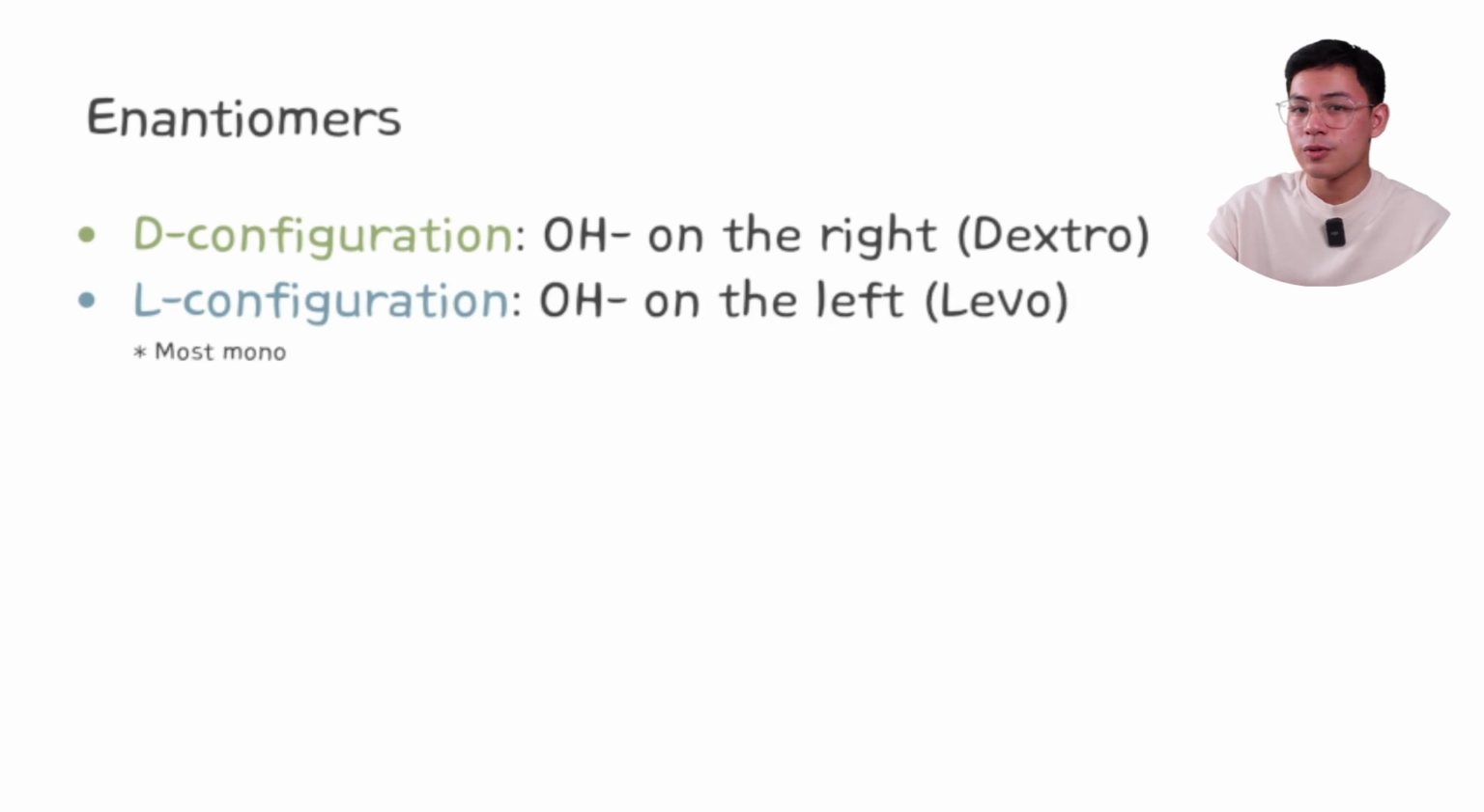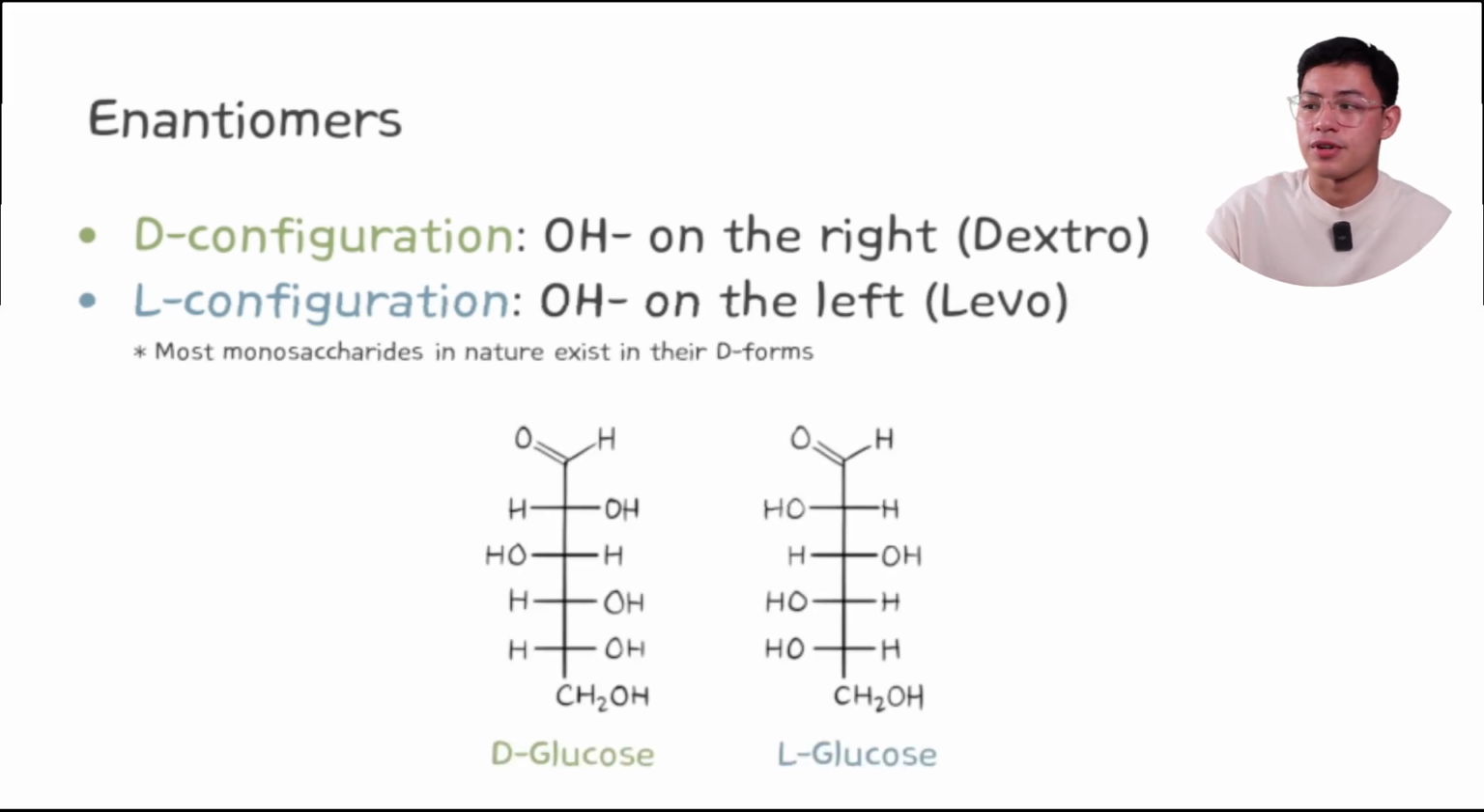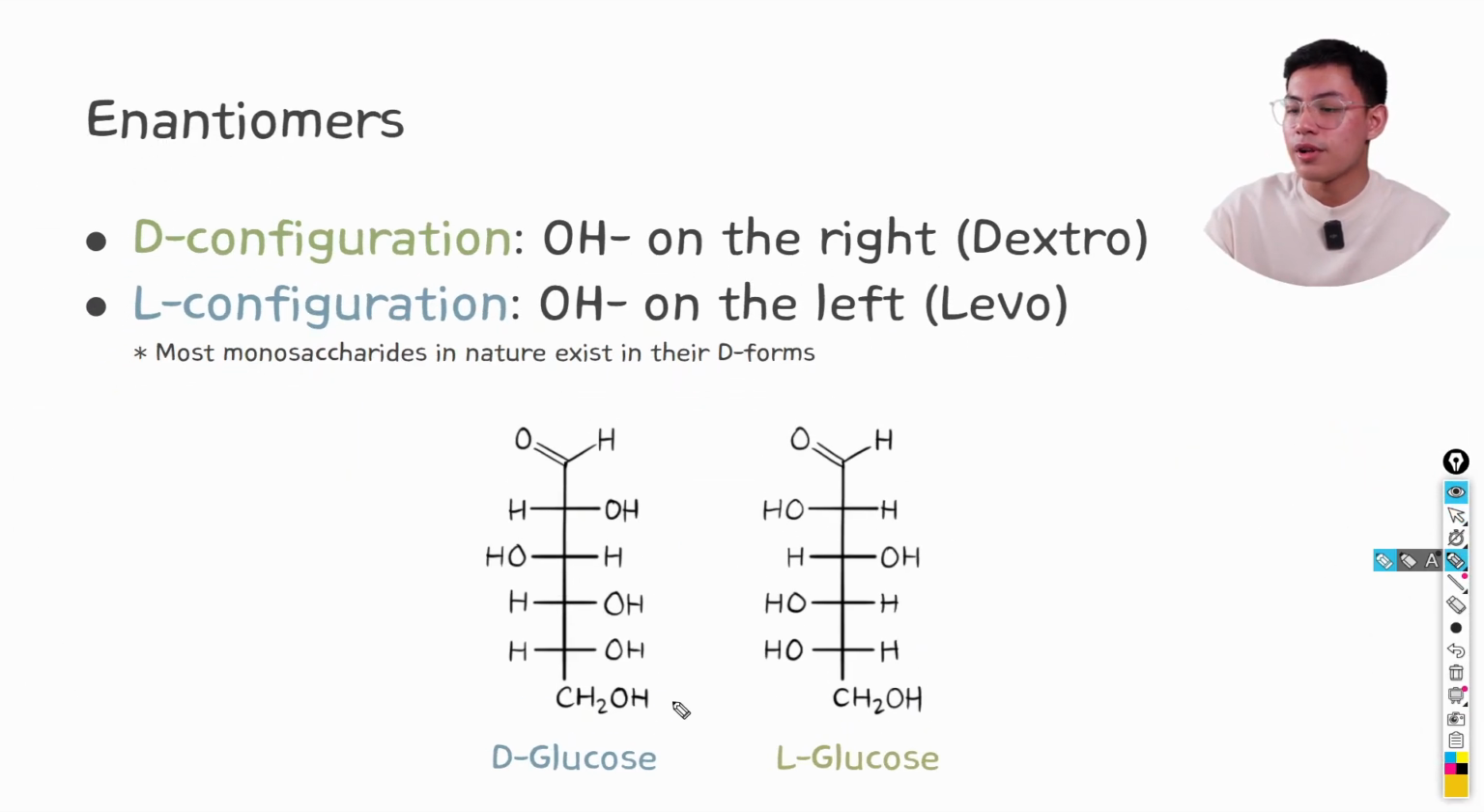Now, we take a closer look at our enantiomers. Our example earlier was D-glucose and L-glucose. But how did they get their configurations? Well, we got that by looking at the penultimate carbon, which is the second to the last carbon. In this case, it's carbon number 5.